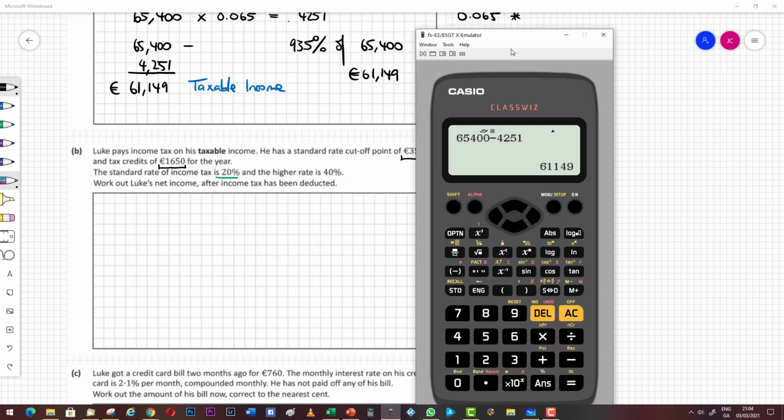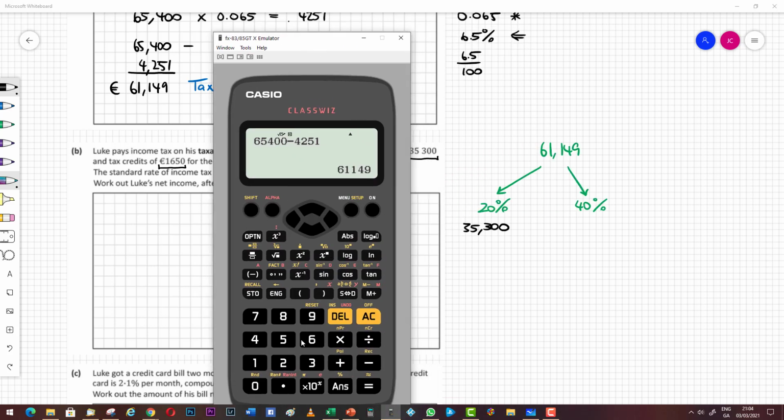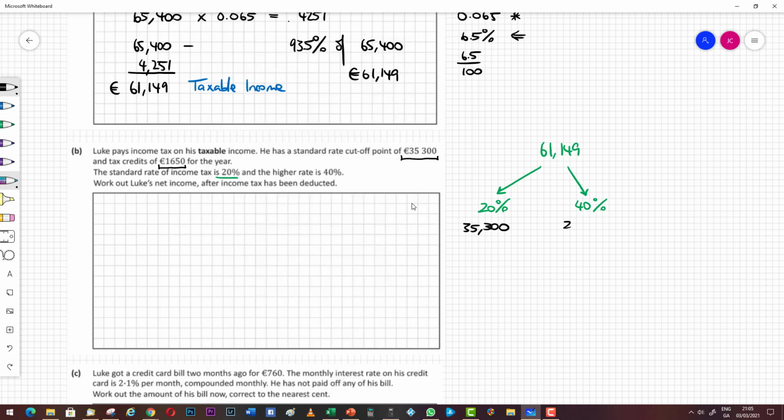So the first thing we should do is let's subtract. We have 61,149, and from that let's subtract 35,300 to see what the rest of the wages are, and they're 25,849. And what do these two amounts add up to? They add up to the taxable income, 61,149.